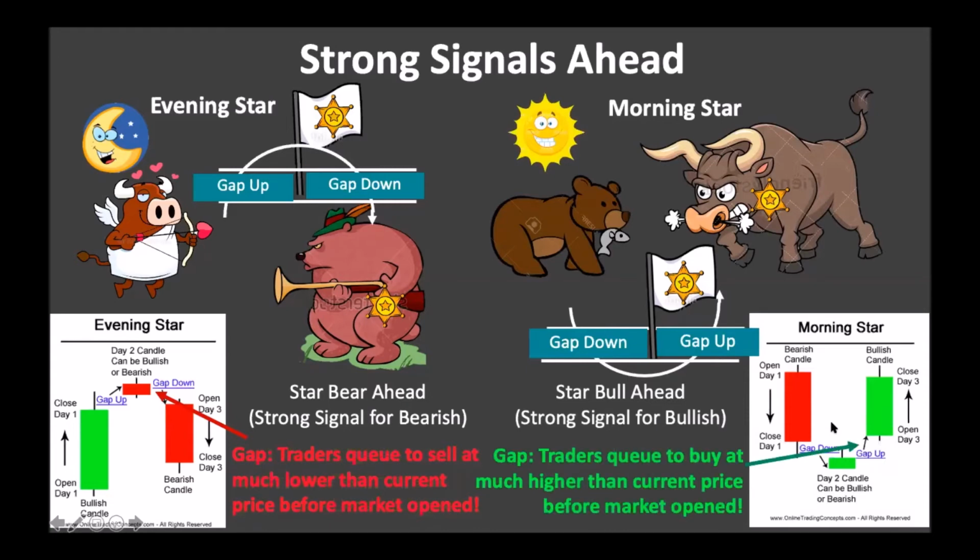With this gap, traders queue to buy at a higher price than the current price before the market opens. So now maybe it's 5 ringgit. People are queuing, saying I don't mind, I'll buy at 5.50 or 5.30. They want to buy at the higher price. They can't wait, they want to queue for it. So it shows that the market is quite bullish, with the price going up.